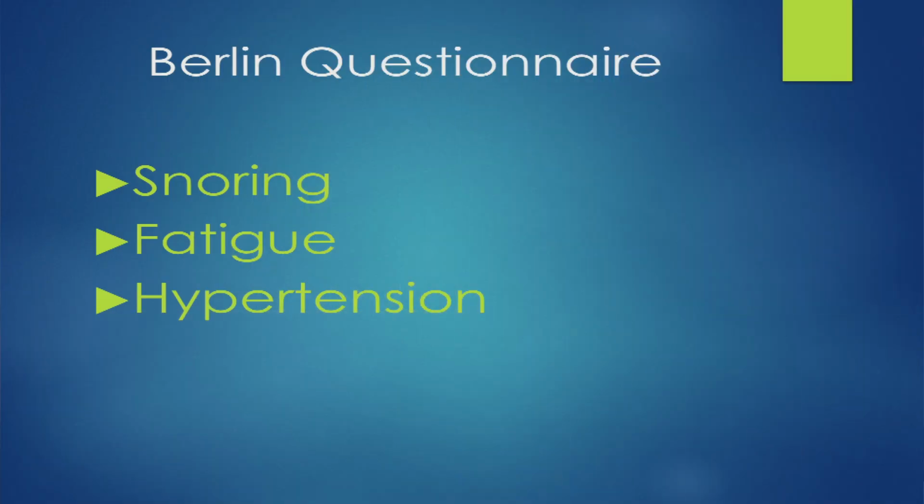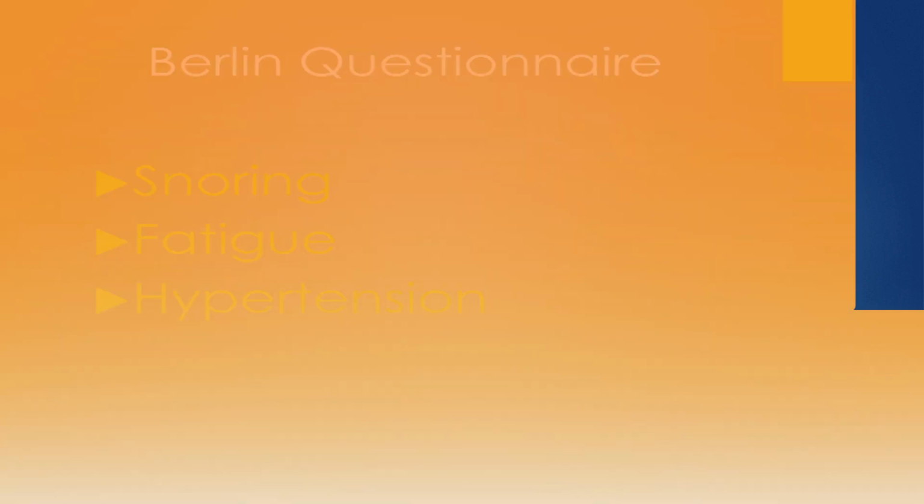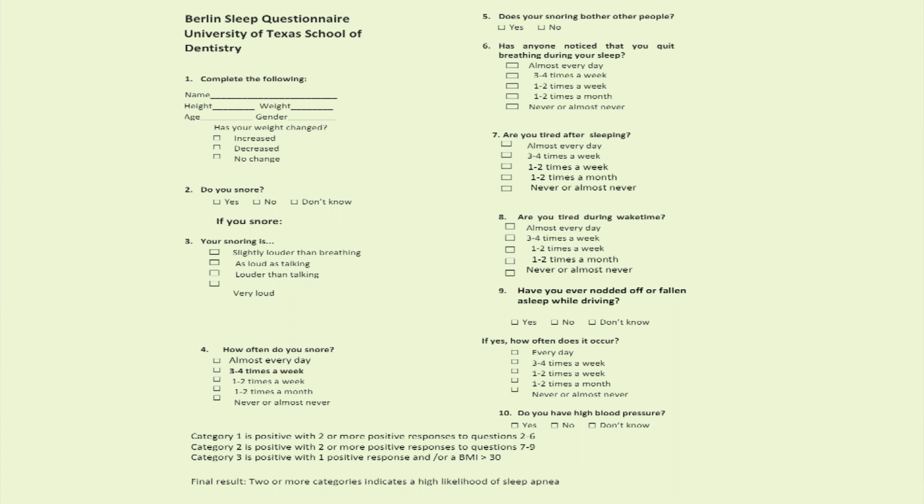The Berlin questionnaire has 3 categories: snoring, fatigue, and hypertension. This is the one we use at the University of Texas School of Dentistry. The patient fills out this form. It's just a checkoff list, and at the bottom part of the list it says final result. 2 or more categories indicates a high likelihood of sleep apnea. It doesn't really matter which health questionnaire you use. Just make sure you pick the one that you feel is the best for your patients, and stick with that one.